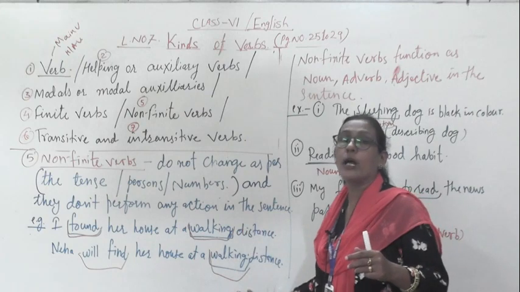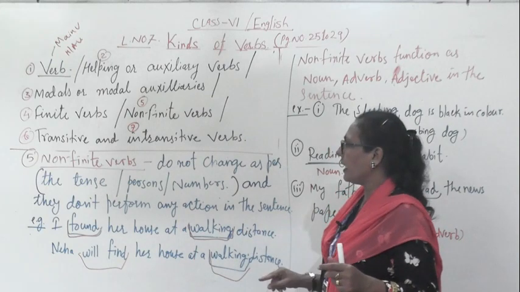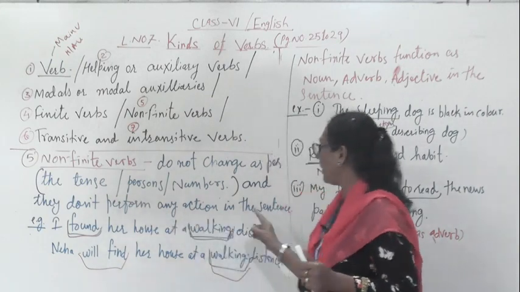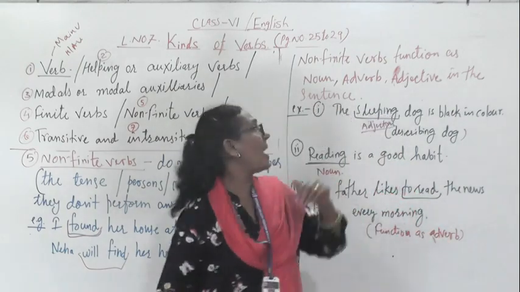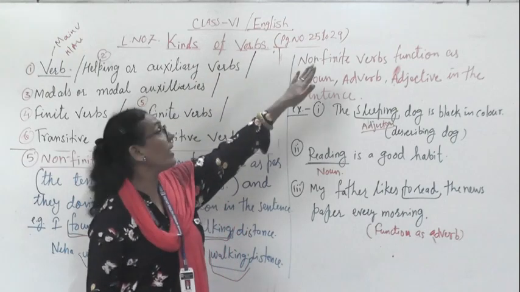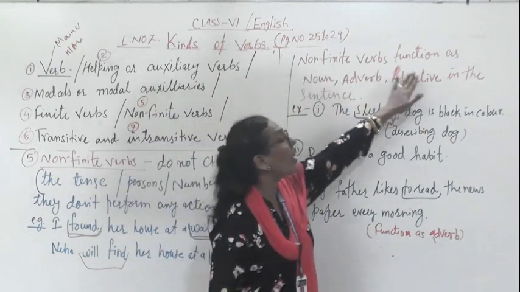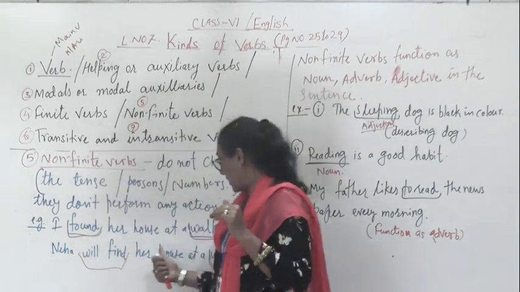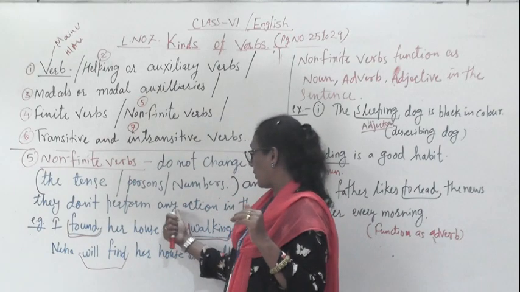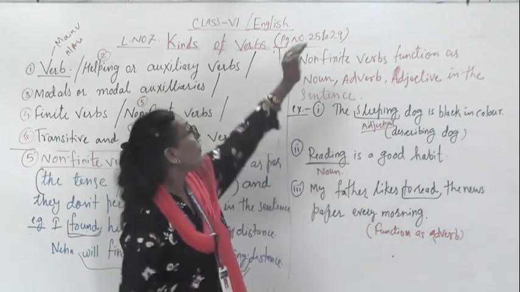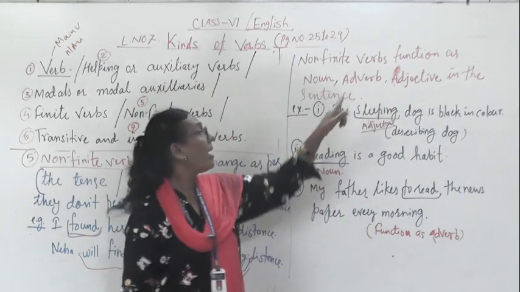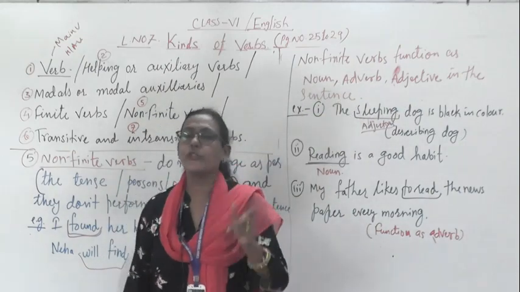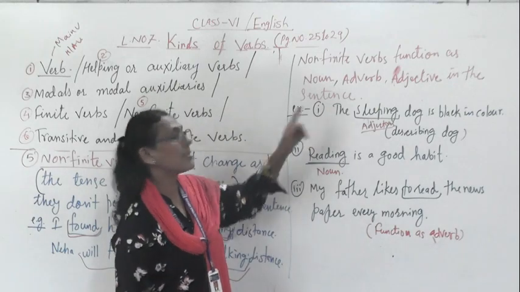subject. This is called a non-finite verb, and the main important point is they don't perform any action in the sentence. They don't perform, that is very important. A few examples we'll see here again. One thing is there, non-finite verb functions. So as I am saying here, they do not function as any action, means what? Non-finite verbs function as a noun, adverb and adjective in the sentence.